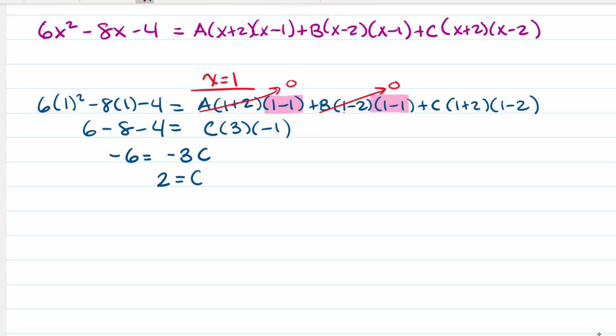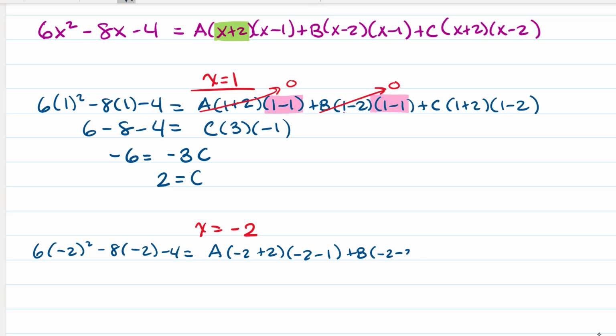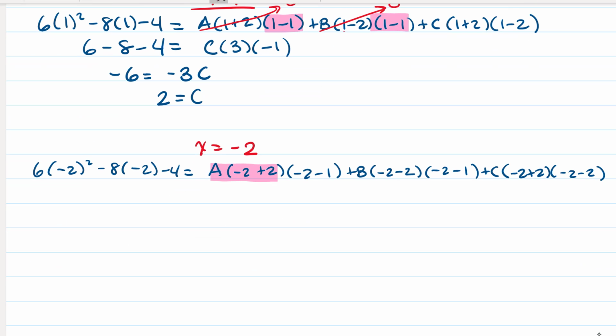So the next x value I'm going to try is negative 2. And the way I'm getting that negative 2 is I'm taking one of the terms, and I'm figuring out what will make it 0. So when I go ahead and plug in negative 2, I get this equation here, and you'll notice how this term and this term are going to zero out now. So these are zeros. So now I just have to solve it for b.